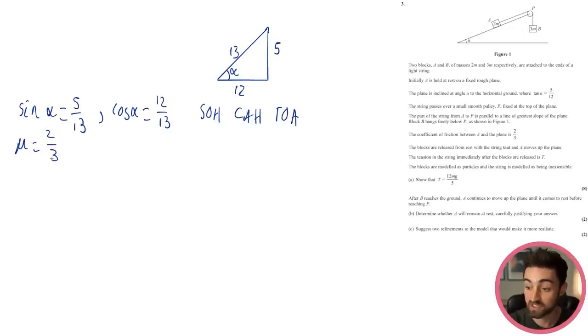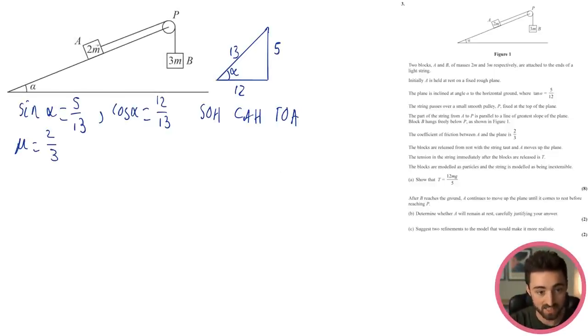The blocks are released from rest with a string taut and A moves up the plane. So that is good to know. It means, if we were to get the diagram up here, that A is going to go up this way. Because it's not always immediately obvious, right? It could go the other way, depending on the coefficient of friction and the masses involved. A could go down and B could go up. But it's good to know that A is going this way and B is going this way.